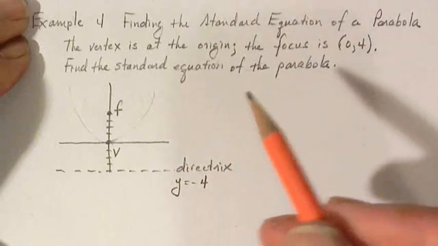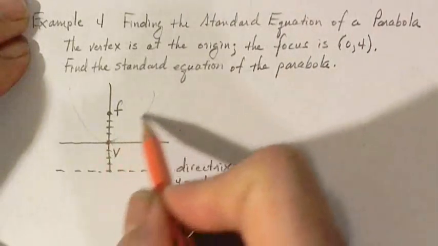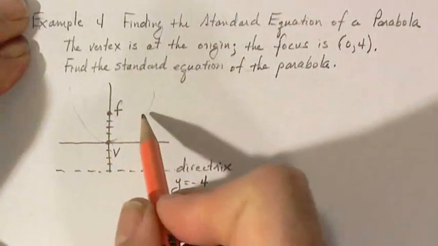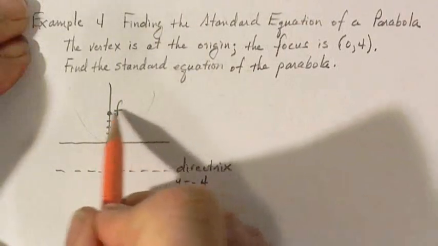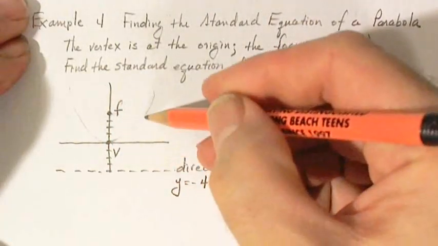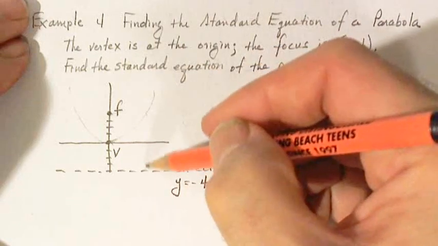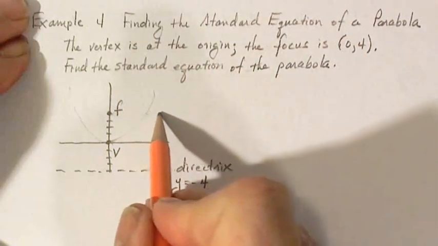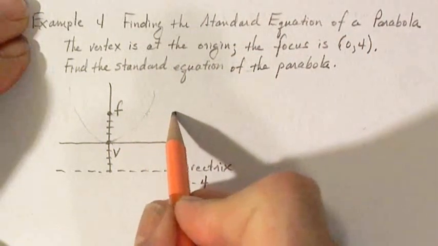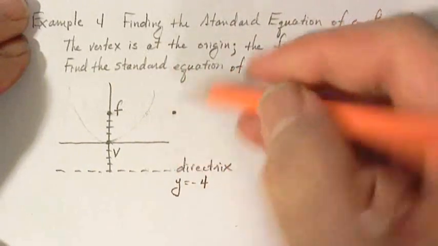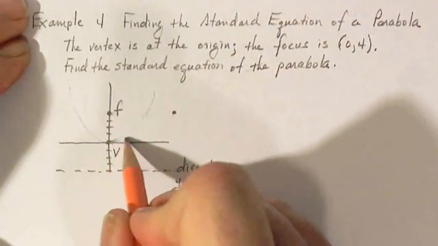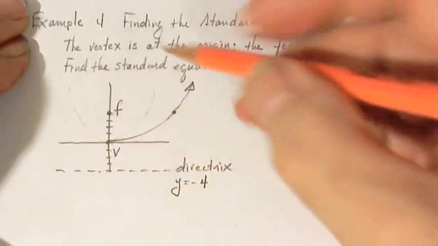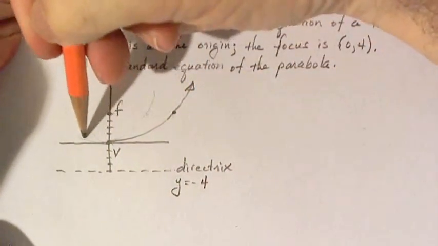Well, use the idea that any point on this curve must be the same distance from the focus as it is from the directrix. Now, if I pick this point, is this distance here really the same as this distance? Well, I think it's pretty obvious that this distance is a lot longer than this one. So I would need to move that point over to about here so that this distance and this distance are roughly equal. So this is a kind of wide parabola.